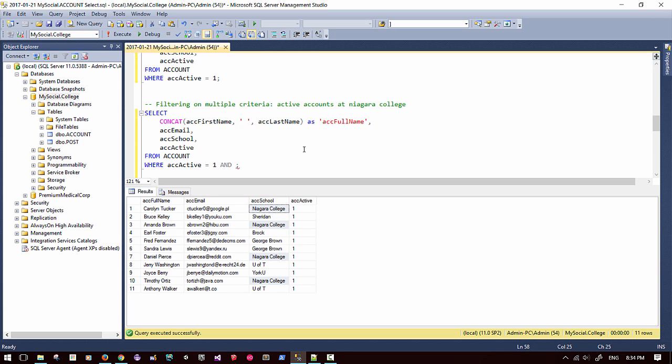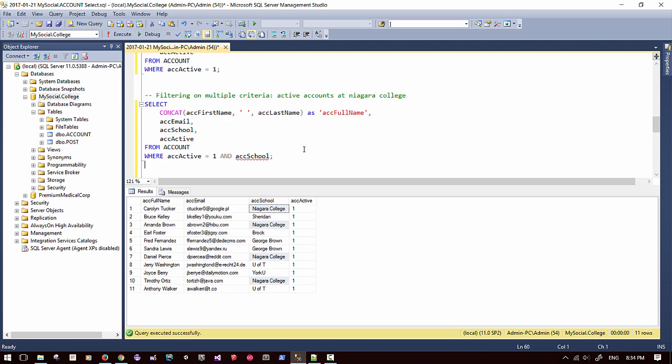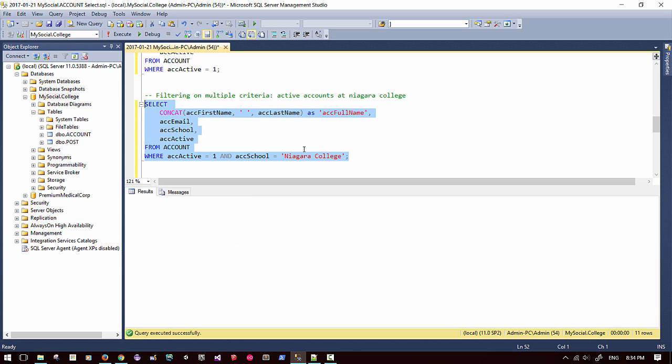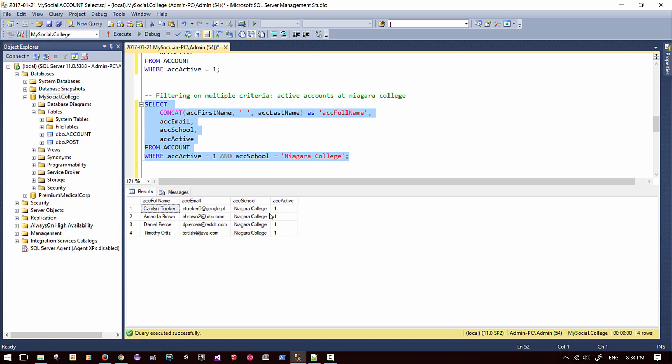But there's a difference between and or. So let's look at X school. This is the correct way to do this question. We have to remember to put in our full criteria here, Niagara College. All right. So now we've got those four right there.